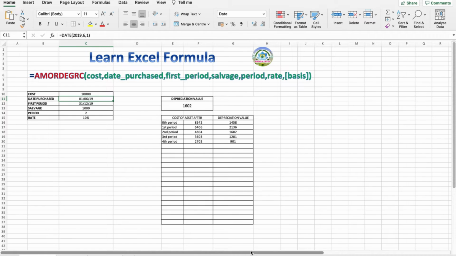Next is the rate, the percentage at which the cost declines. From 10,000, how much it gets reduced, that is 10%. So now we are going to calculate and see for a product.